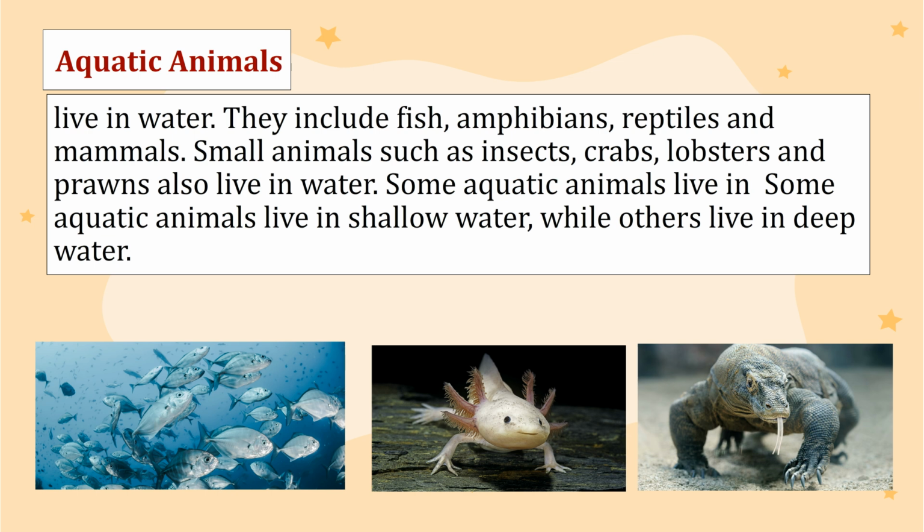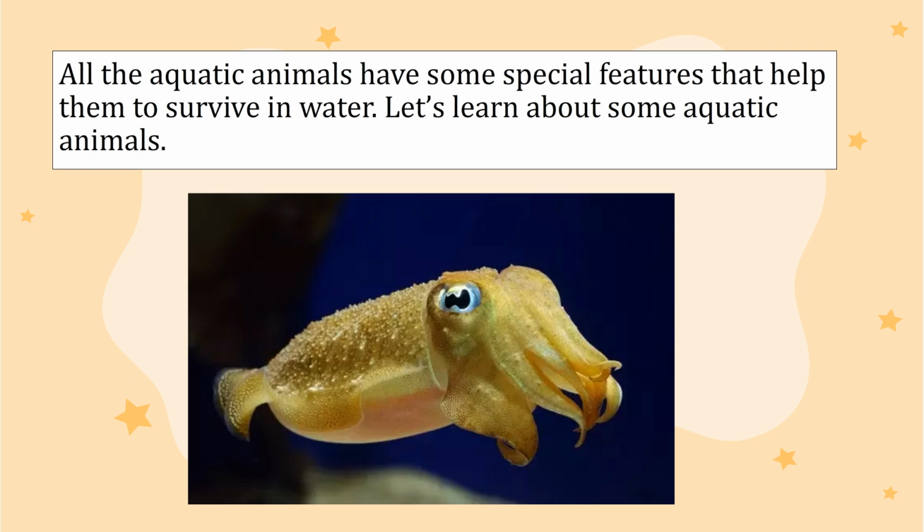Bulrush. Aquatic animals. A large variety of animals live in water. They include fish, amphibians, reptiles and mammals. Small animals such as insects, crabs, lobsters and prawns also live in water. Some aquatic animals live in shallow water, while others live in deep water. All the aquatic animals have some special features that help them to survive in water. Let's learn about some aquatic animals.